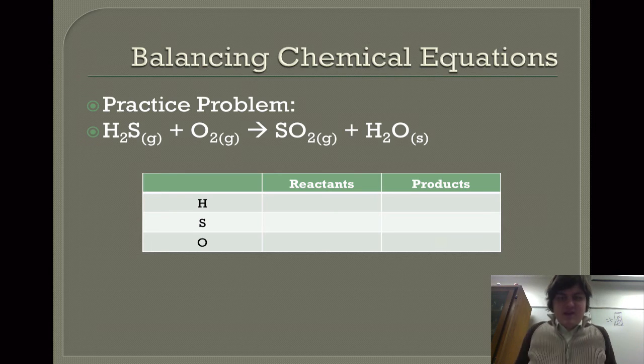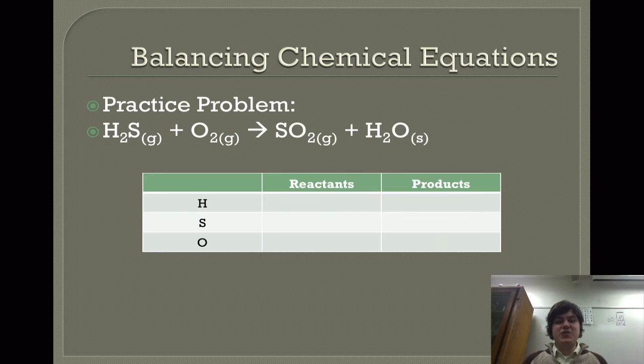Okay, I noticed that there is a solid symbol after my H2O. That should be a gas. I apologize for that. Getting back to solving this problem for a balanced chemical equation, the reactants, counting those, there are 2 hydrogen. The subscript after the H indicates that there are 2 of them, 1 sulfur, and 2 oxygen. On the product side, we have 2 hydrogen, 1 sulfur, and 3 oxygen.